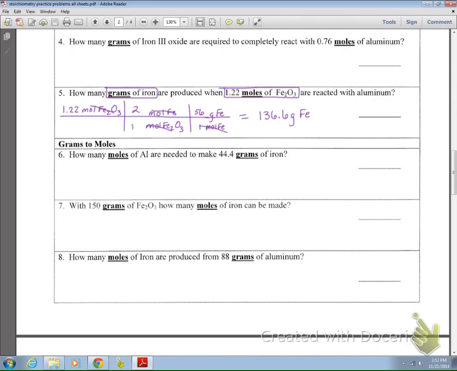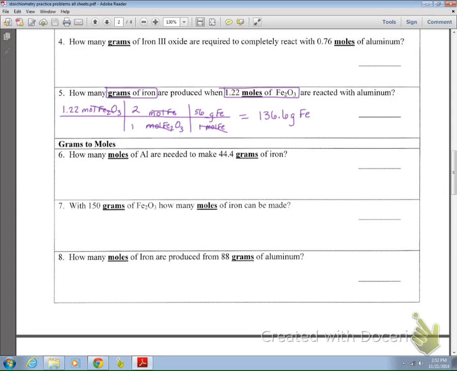Alright, number 6 is the other example I'm going to do for grams to moles, moles to grams. Please ignore the answer to number 5. We'll check that together. I just need to show you number 6, so that just happens to be up. So just ignore the answer. How many moles of aluminum are needed to make 44.4 grams of iron? There's an example equation right above number 4 that we're going to reference for our mole ratio.